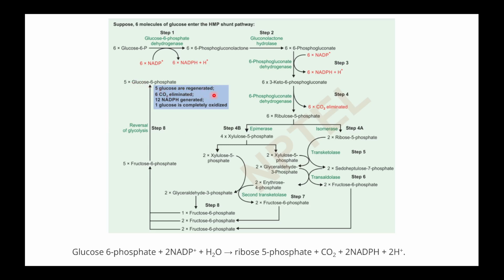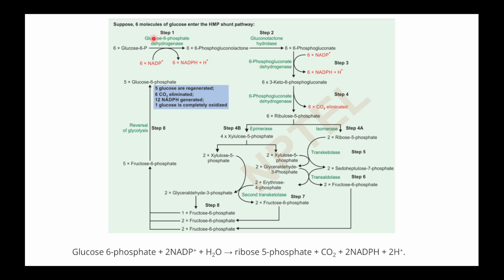So here 5 glucose are regenerated, 6 CO2 are eliminated, 12 NADPH are generated and 1 glucose is completely oxidized. What do you mean by complete oxidation? Complete oxidation means conversion of any organic molecule into CO2. Okay, that is the definition of complete oxidation of organic molecule. Any organic molecule like glucose is completely getting converted to CO2.